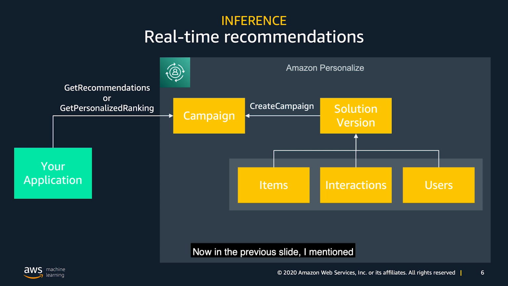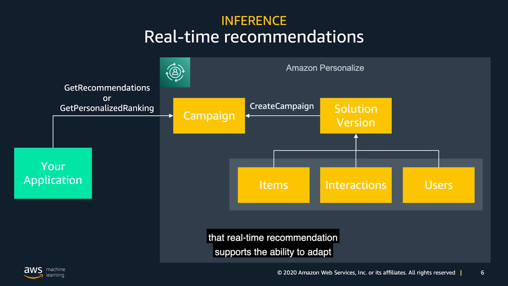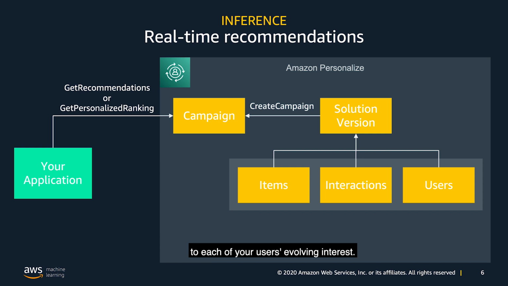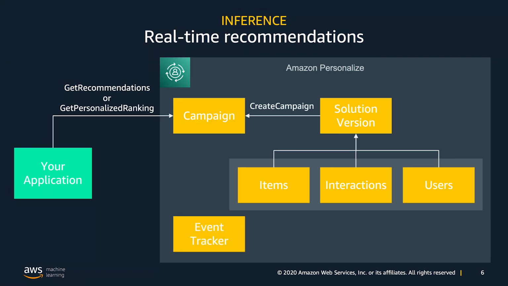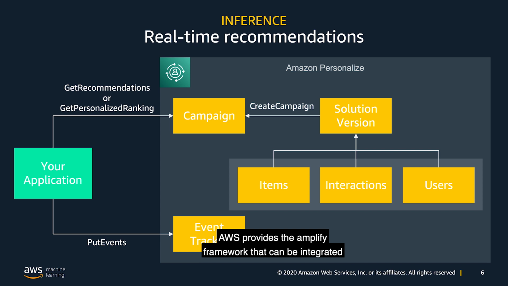Now, in the previous slide, I mentioned that real-time recommendations support the ability to adapt to each of your users' evolving interests. This is supported by creating an event tracker in Personalize. An event tracker provides an endpoint that allows you to stream interactions that occur in your application back to Personalize. The Put Events API is how you do this. AWS provides the Amplify framework that can be integrated into your web and mobile apps to make this easier. It's also quite common to use a customer data platform such as Segment, which has an integration with Personalize to stream events directly to the event tracker in your AWS environment.